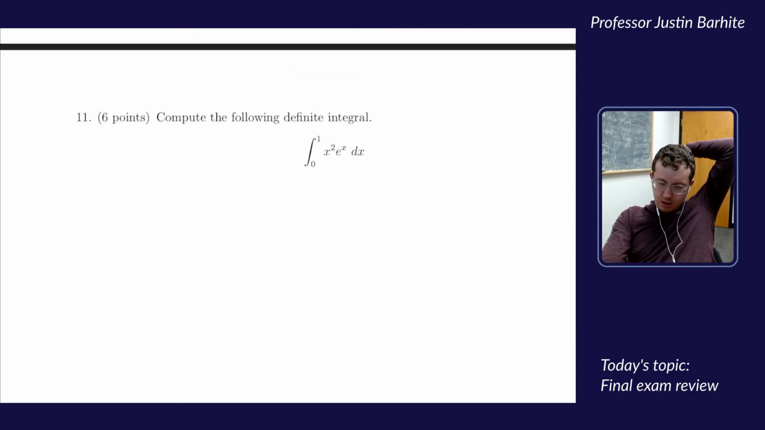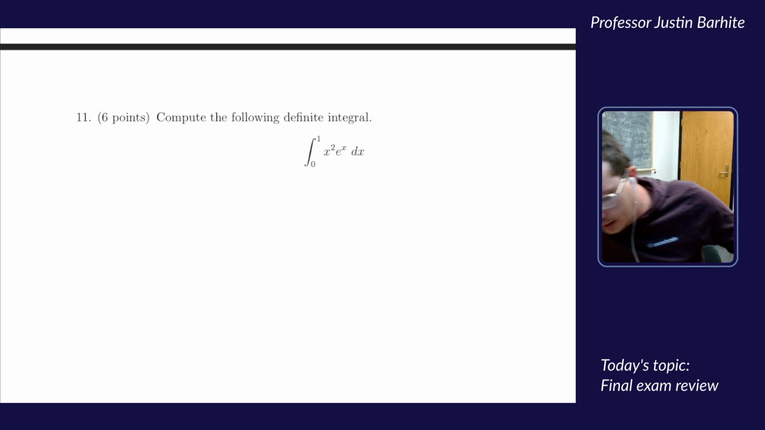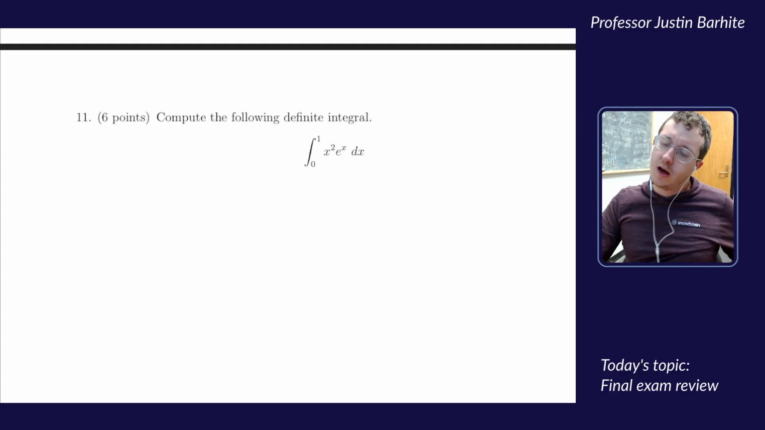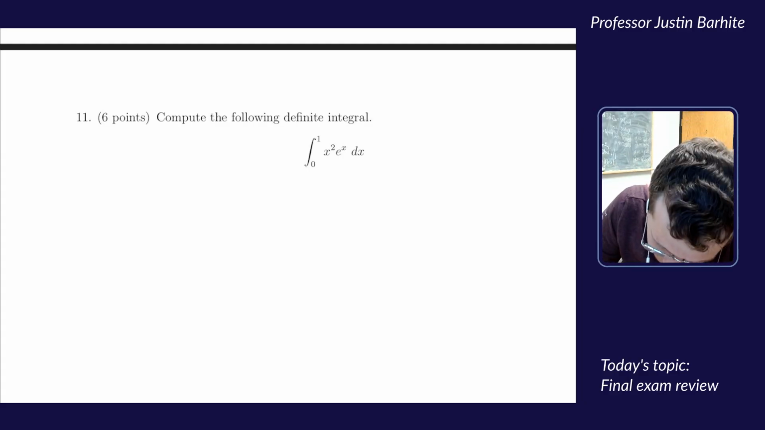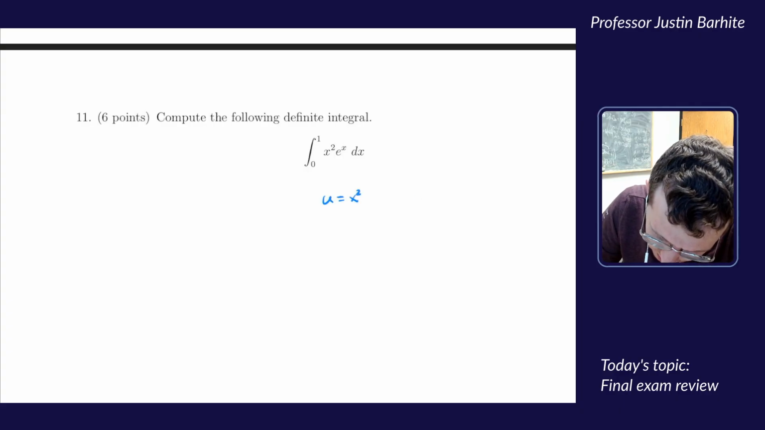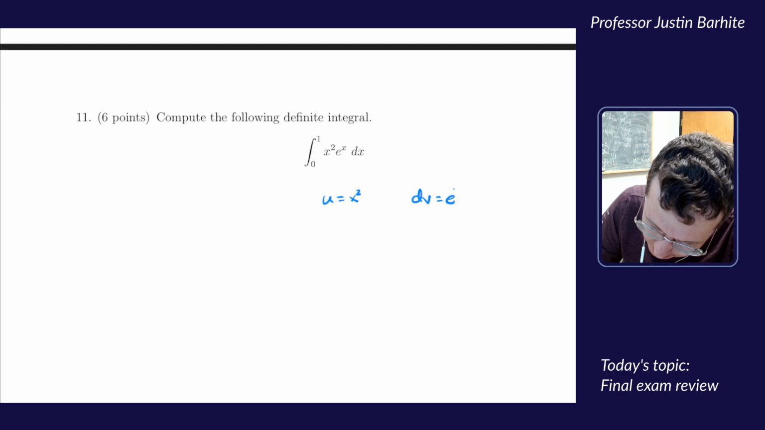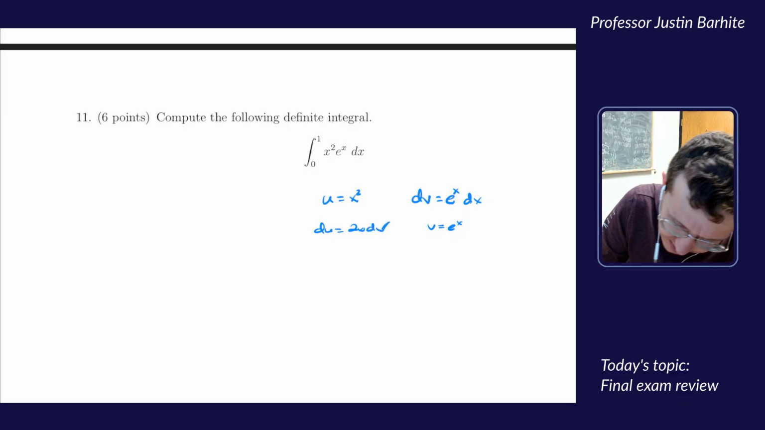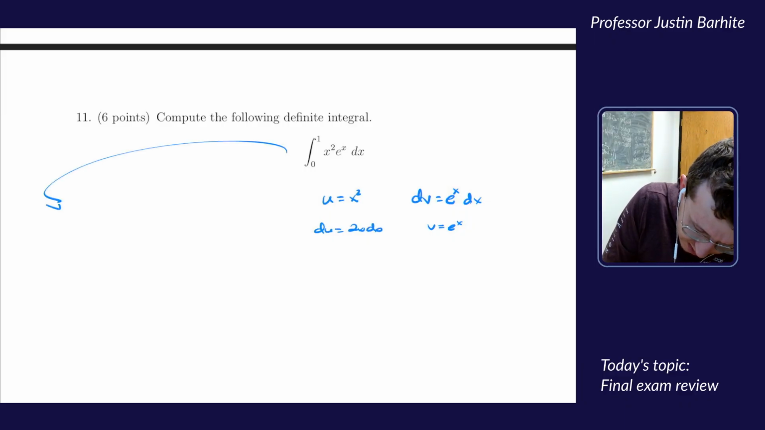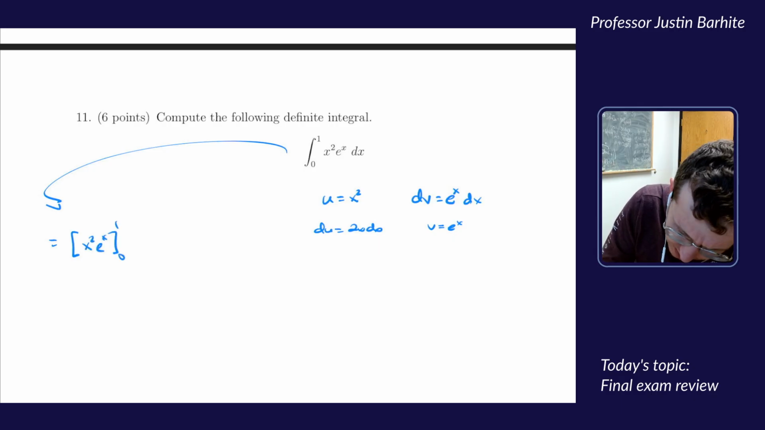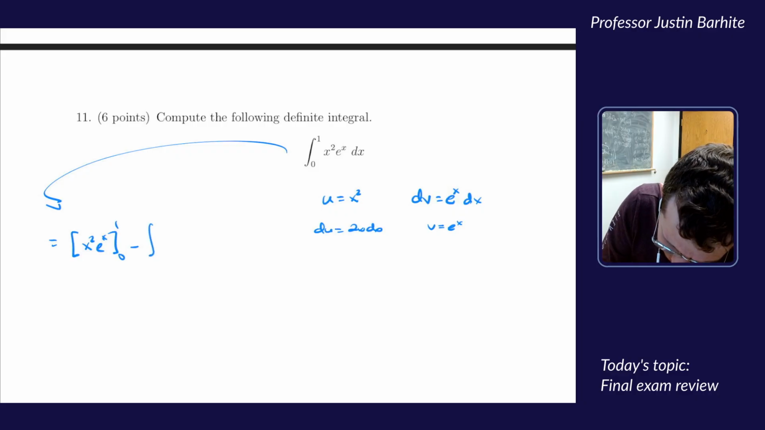Okay. I've got a definite integral. We're into the free response now. This looks like a classic integration by parts problem. I'm going to let u be x squared and dv be e to the x dx, so that v is e to the x, du is 2x dx. And my integral is going to become uv, evaluated from 0 to 1, minus the integral of v du from 0 to 1.